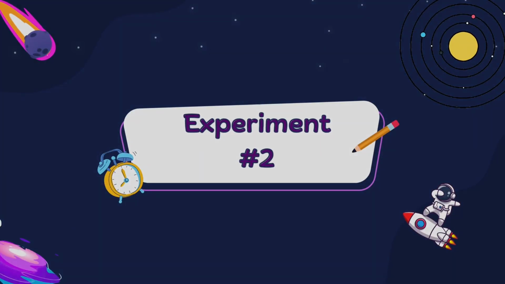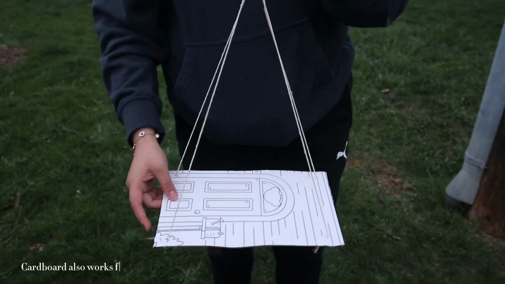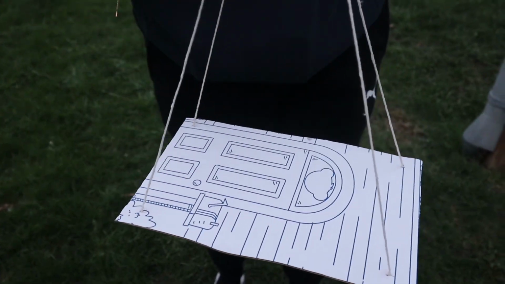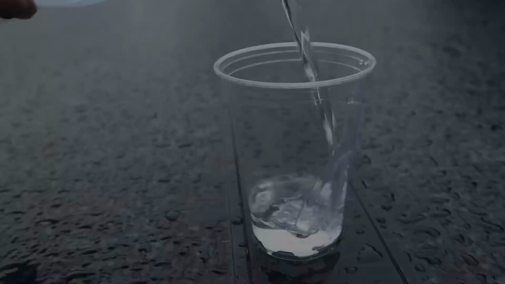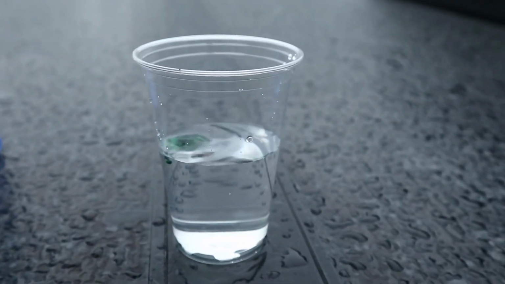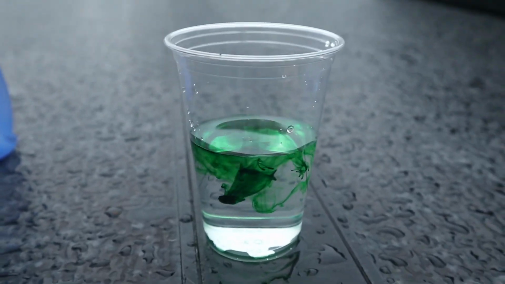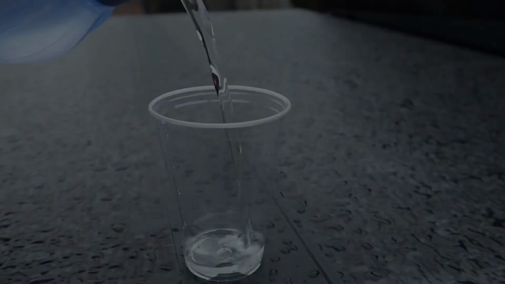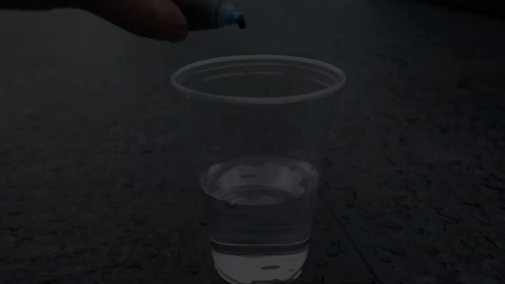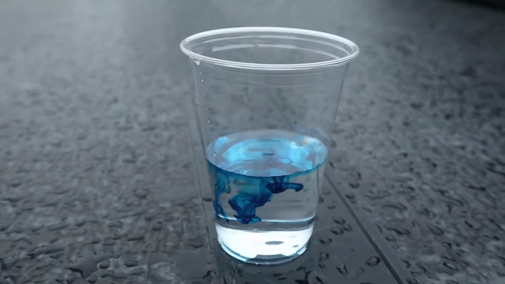Now, for the next experiment, we're going to need a tray with 4 strings attached to each corner, as shown on the video. We're also going to need a transparent cup and some water with food coloring. The food coloring is for us to see what happens to the water during the experiment. In this case, we're going to be using green and blue.